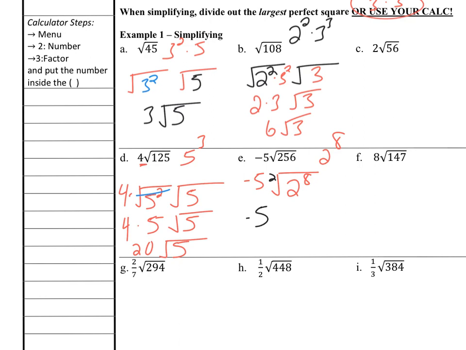So we're going to get negative 5 multiplied by 2 to the 4th, because 8 divided by 2 is 4. And then we do a little bit of multiplication, and that gives us negative 80. Type that right in the calculator. All right, I'm going to skip F, jump on to H and I.